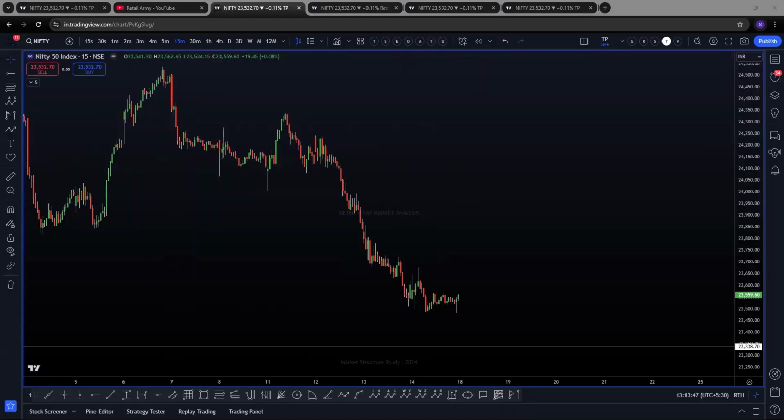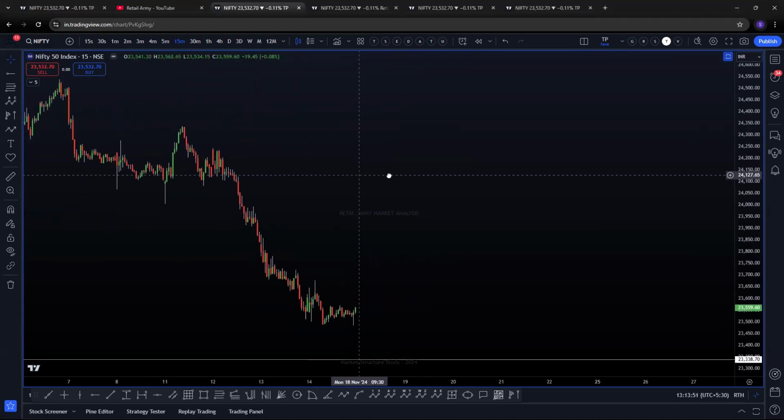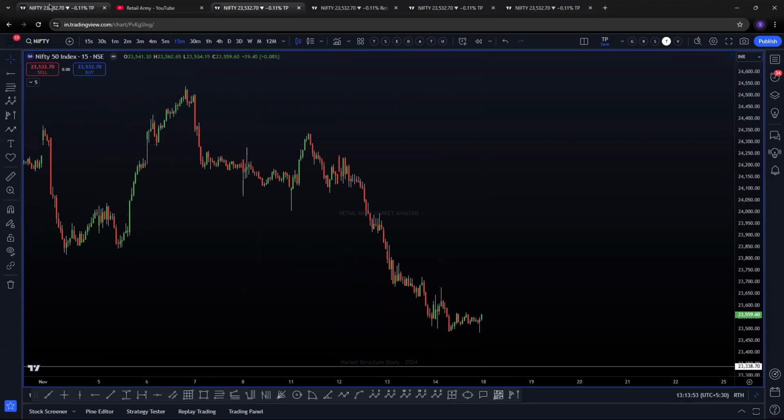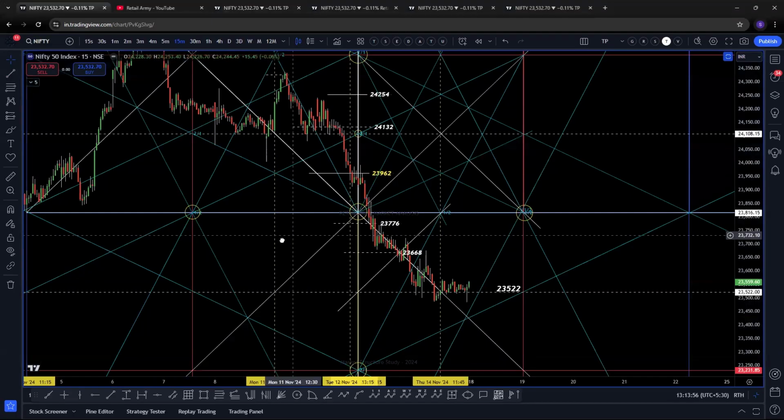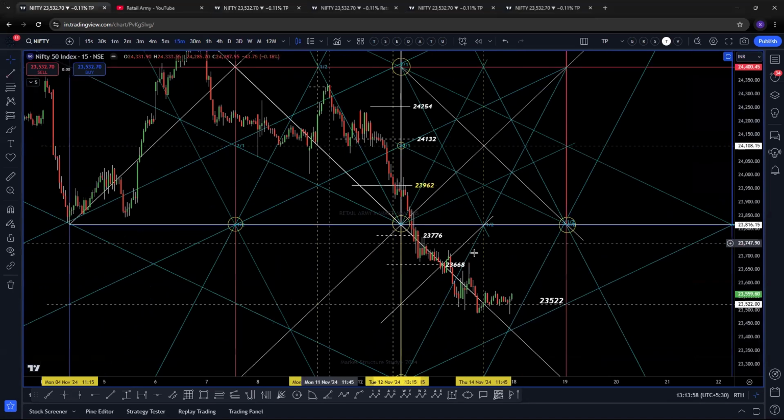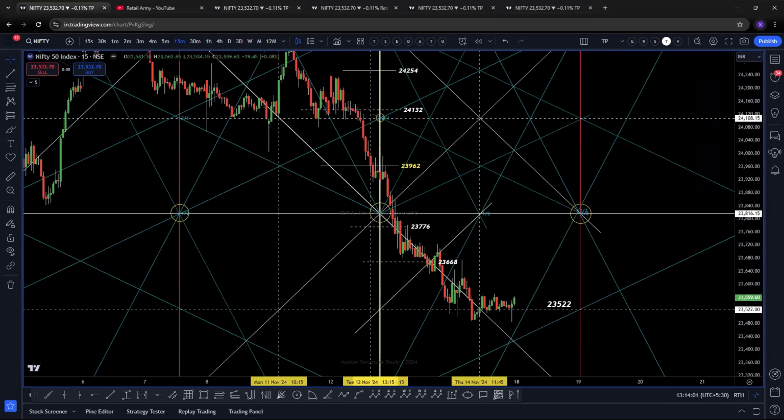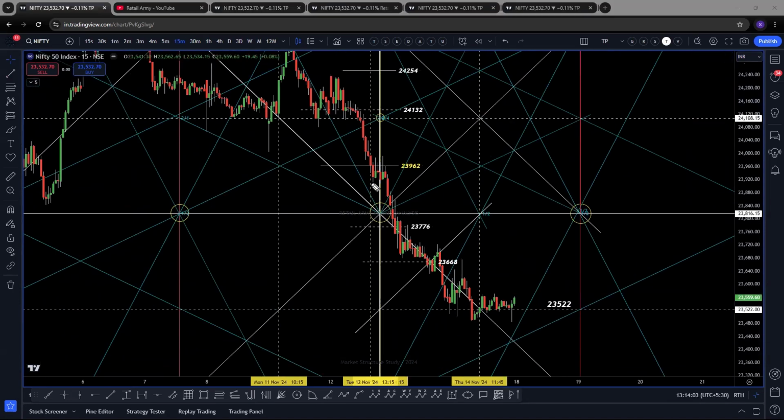In this video, we're going to discuss the Gann levels and the market structure for Nifty, also the volume analysis. Now, before we do that, let's quickly look at what happened last week using our Gann levels and Gann angles. Very simple. I've explained this a lot of times, but I'll explain it again in this video.